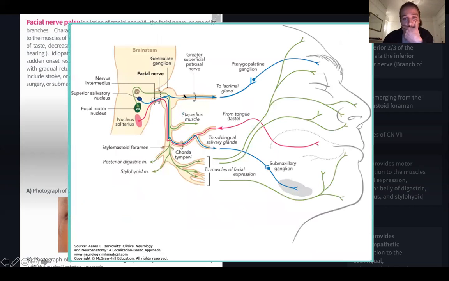Some of the things it supplies: it supplies lacrimation, so the ability for your eye to water. It's the chorda tympani, which supplies sensation to the anterior 2/3 of your tongue. It supplies the muscles of facial expression. And then the last one is the stapedius muscle.